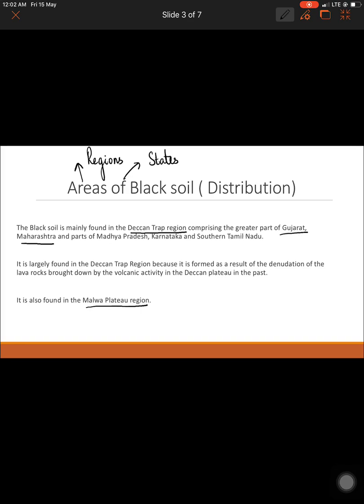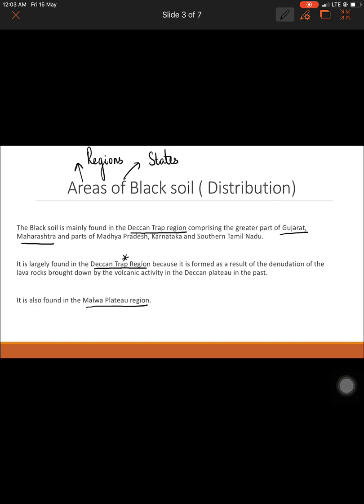Now the second thing that you must know with respect to region or states is the reason for Deccan Trap being very popular for black soil. The reason why the Deccan Plateau is very famous for black soil is that in the Deccan Plateau there used to be a lot of volcanic activity in the past, creating a lot of lava rocks. When these lava rocks would weather, they would form black soil. So that is the reason why black soil is largely found in the Deccan Trap region. It is because of the volcanic activity in the past leading to the formation of black soil. So that is about the distribution of black soil.